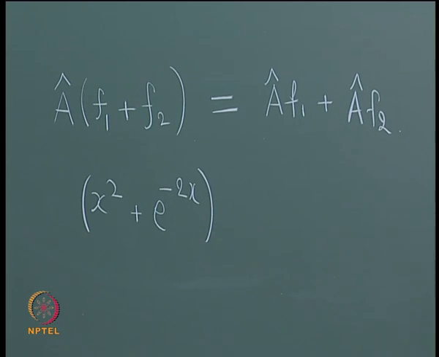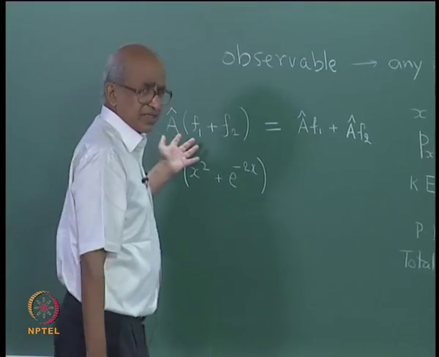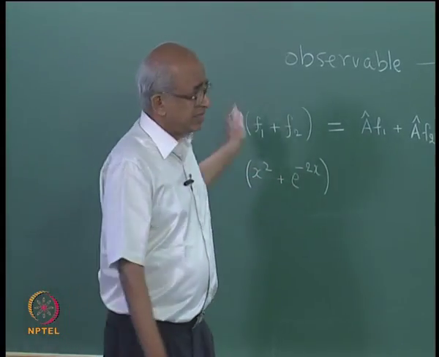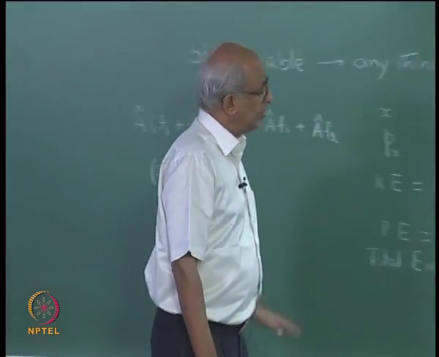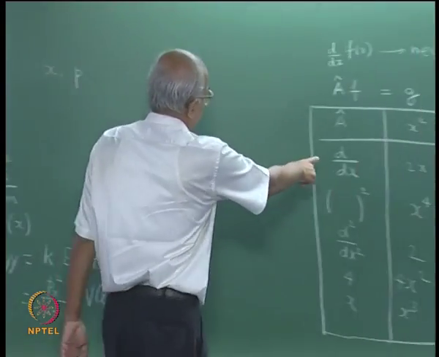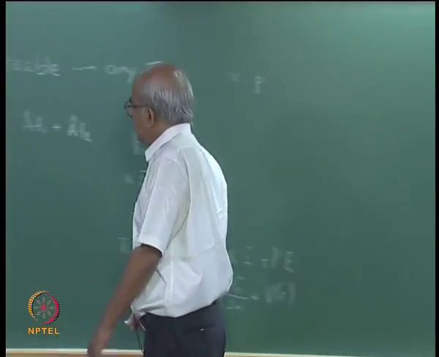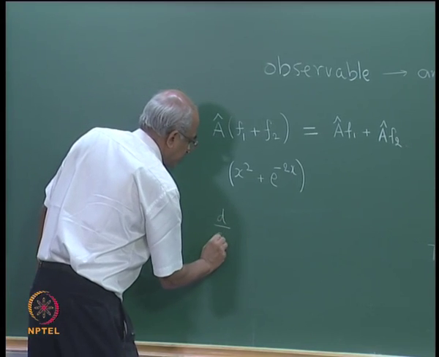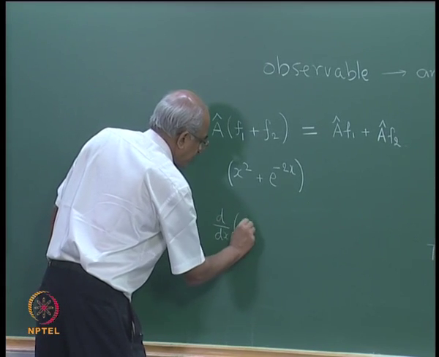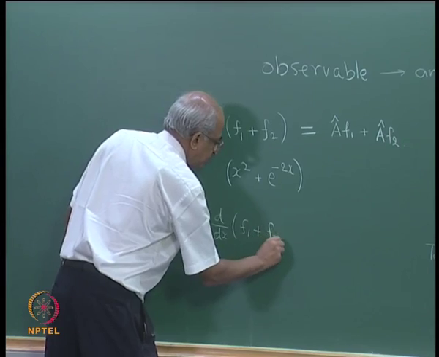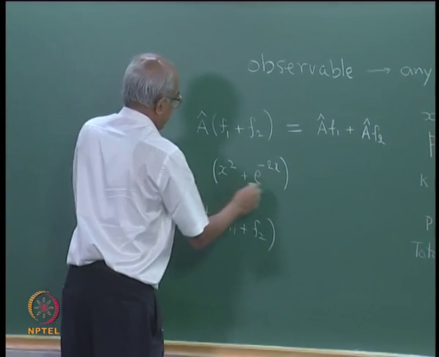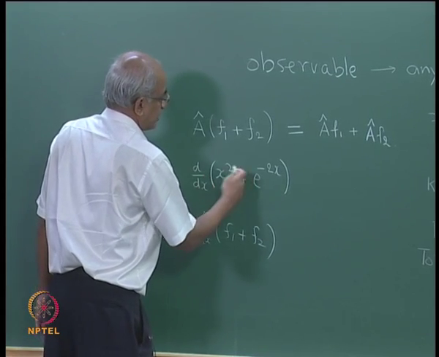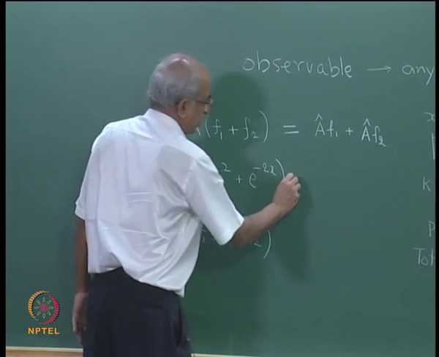Okay, but you may ask a question like this: is it not obvious that this should always be satisfied? And the answer is no, it is not always satisfied. For example, let us examine d by dx operating upon f1 plus f2. If you want, you can take this particular example, you can allow d by dx to operate upon x square plus e to the power of minus 2x. What will be the answer?